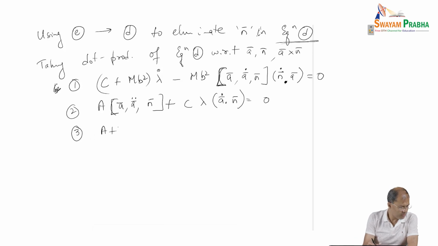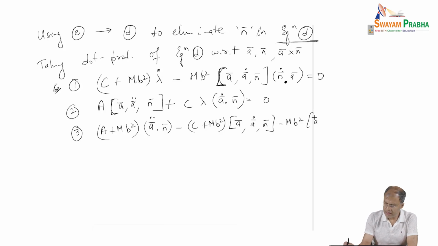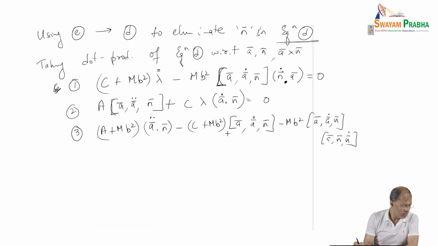We see that this is A plus mb square A double dot with N, minus C plus MB square, scalar triple product of A dot, N, minus MB square, A dot, N times A, N dot. Okay, and minus GMGB times A dot with K, and this is equal to 0.